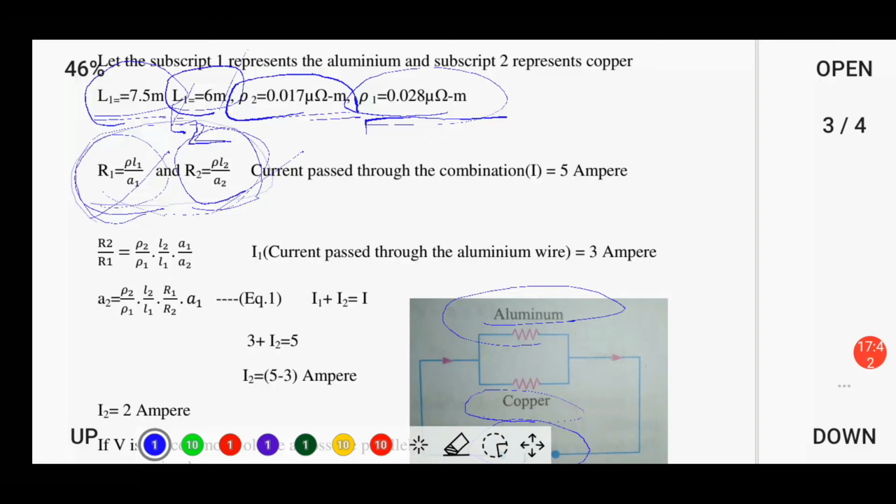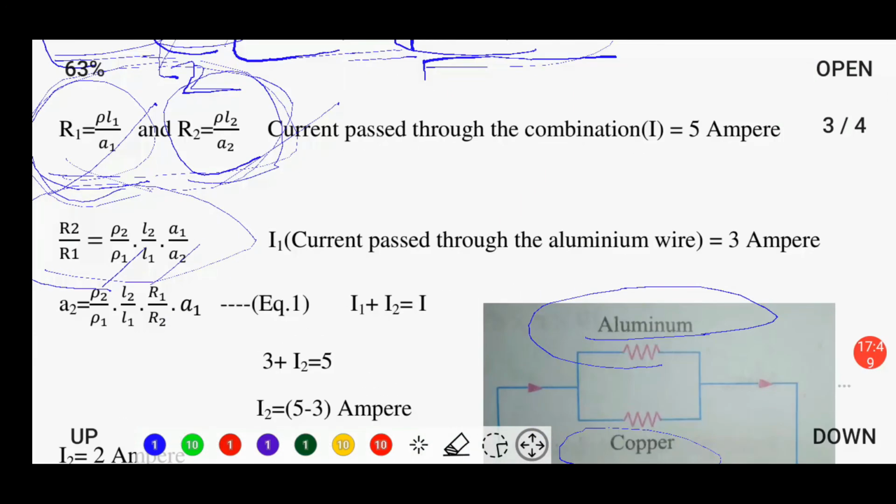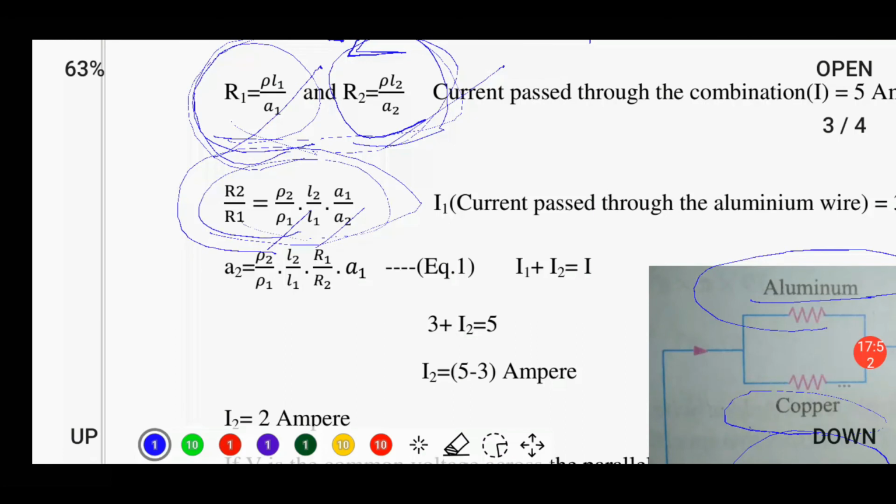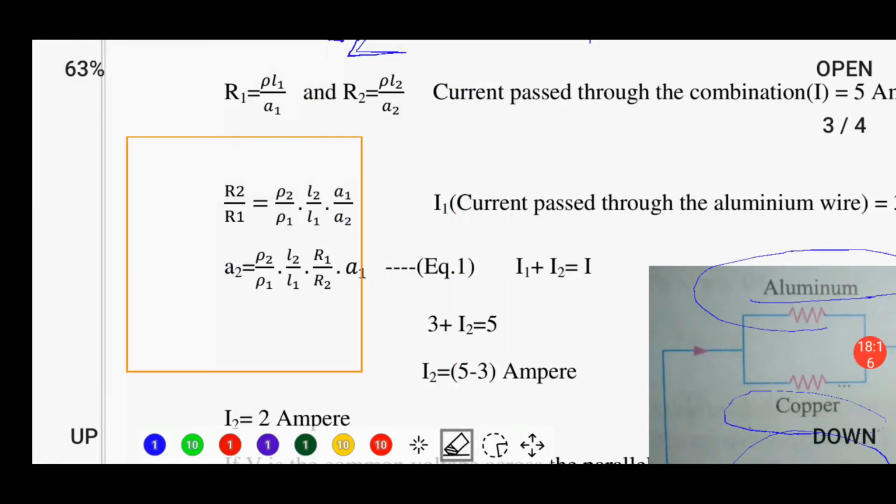On dividing R2 by R1, what do we get? R2 by R1 equals rho 2 divided by rho 1 multiplied by L2 divided by L1 multiplied by A1 divided by A2. Now we have to find the area of the copper wire, because the area of the aluminum wire is already known to us. So the formula for the area of the copper wire comes out to be A2 equals rho 2 divided by rho 1, times L2 divided by L1, times R1 divided by R2, times A1. This is equation number 1.